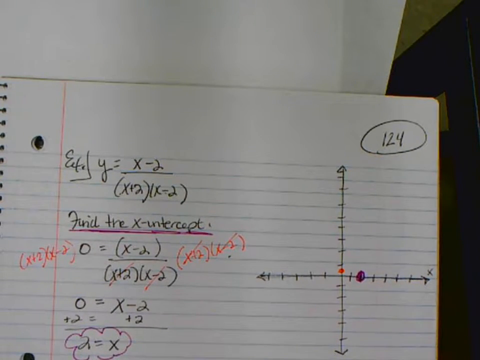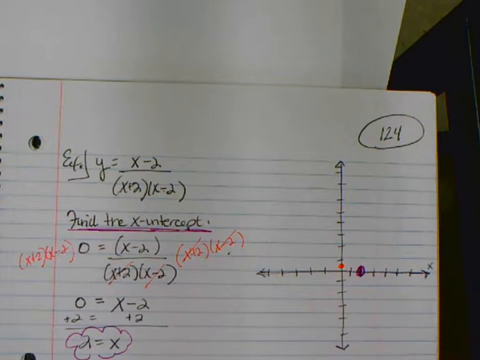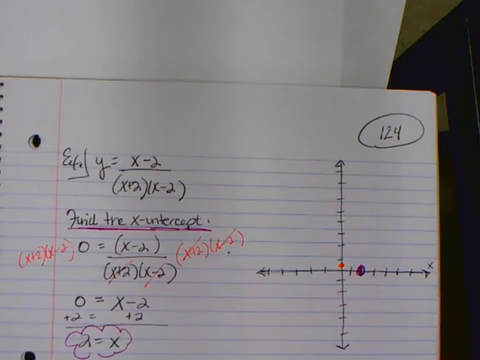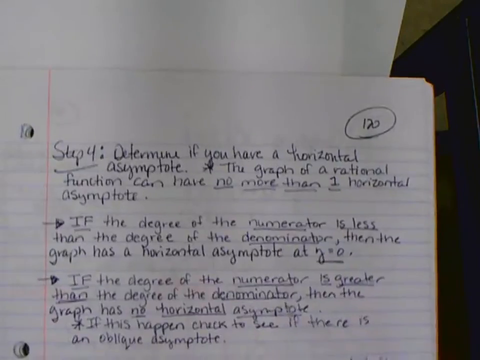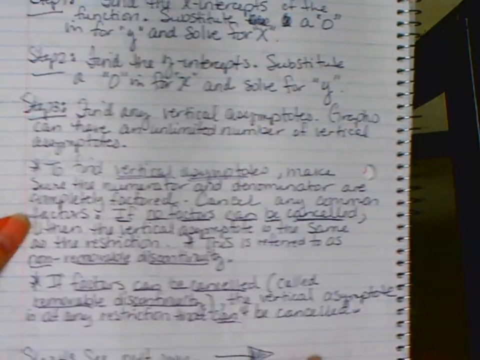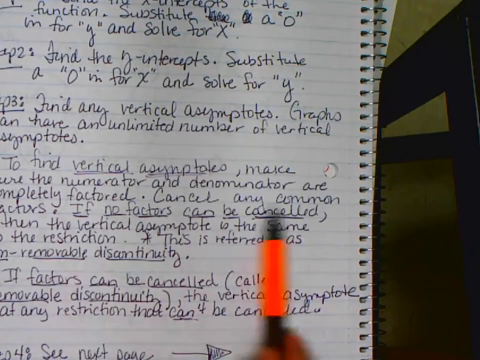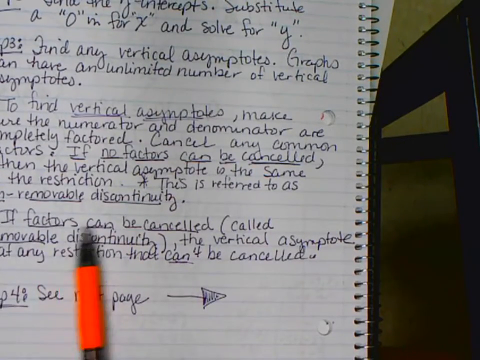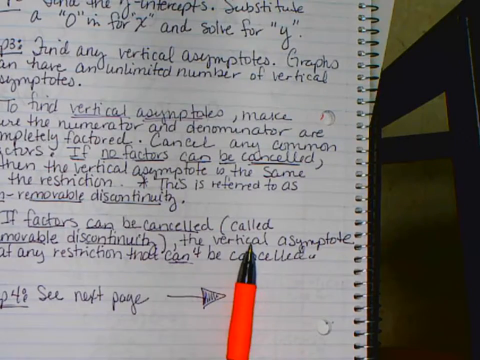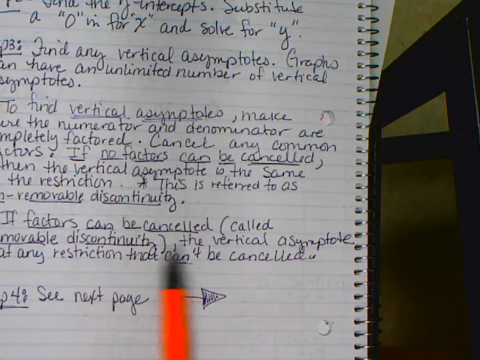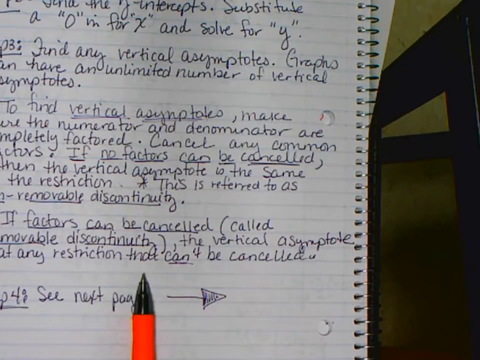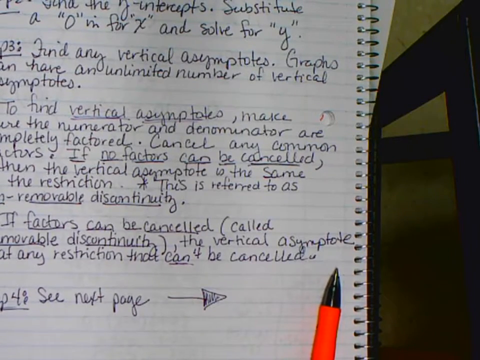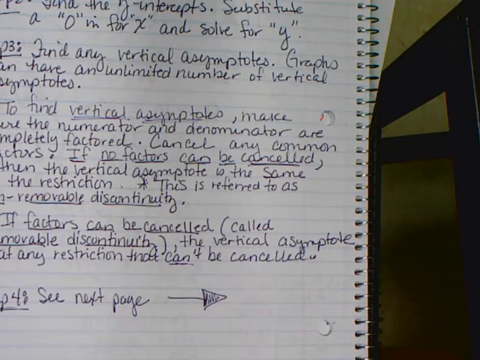No. None? We can cancel x minus 2 and x minus 2, right? Okay, so it says, if factors can be canceled, it's called a removable discontinuity. The vertical asymptote is any restriction that can't be canceled, okay? So both of those factors in the denominator are not going to both be asymptotes because one can be canceled.